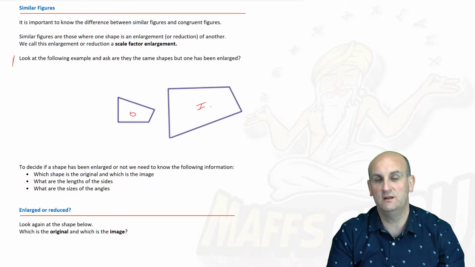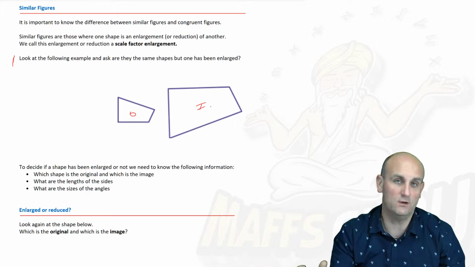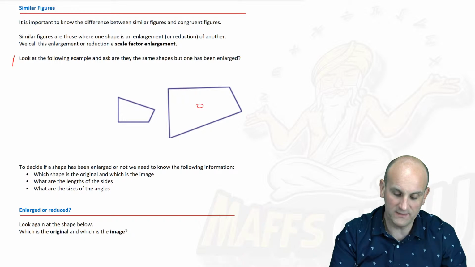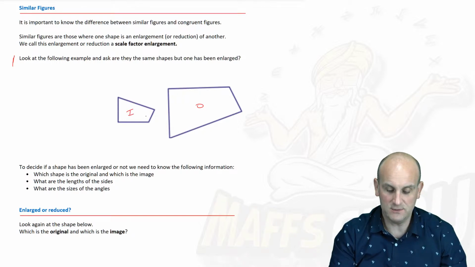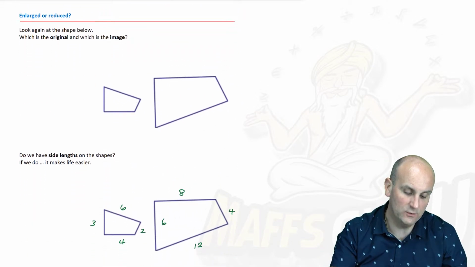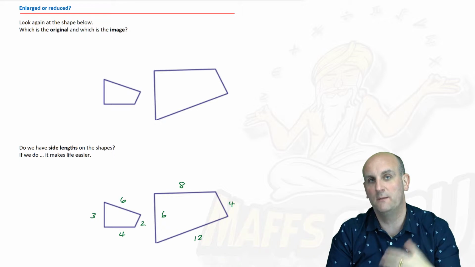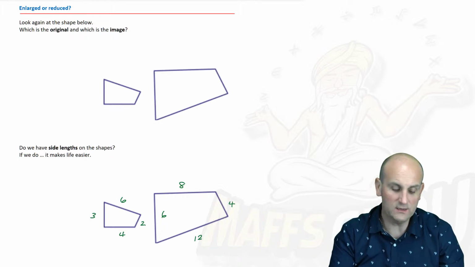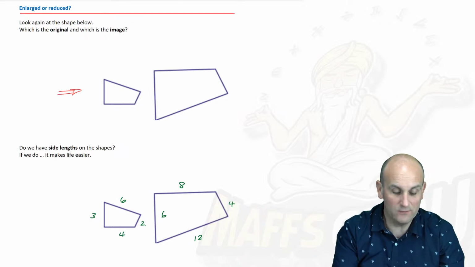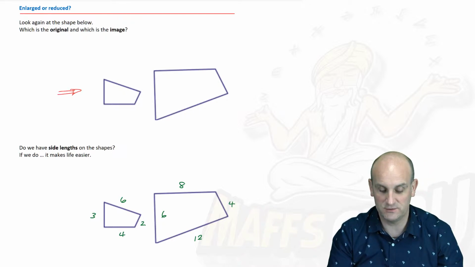Now in that situation, if I've got the original as the smaller shape and the image is the larger shape, well, then we know it's been enlarged. But if I swap it the other way around and make this my original and that my image, well, what's actually happened? So when you look at these things, you've got to know a certain amount of information. Sadly, looking at these two shapes here, I just don't know which is the original and which one's the image.